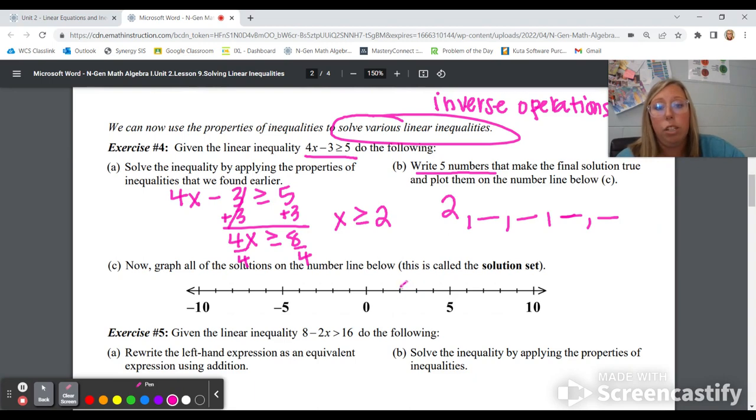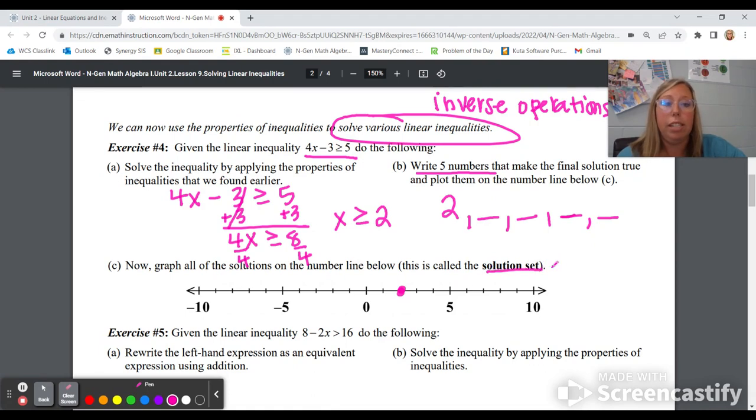I'll start by plotting the 2 on the number line. Since it's an equal to, that 2 gets a solid dot, and we'll talk more about that in a second on the next example. But you're going to put a solid dot on 2 since it could be equal to 2. Whatever 4 numbers you selected in part B, you should notice that they all fall to the right side of that 2 that you plotted.